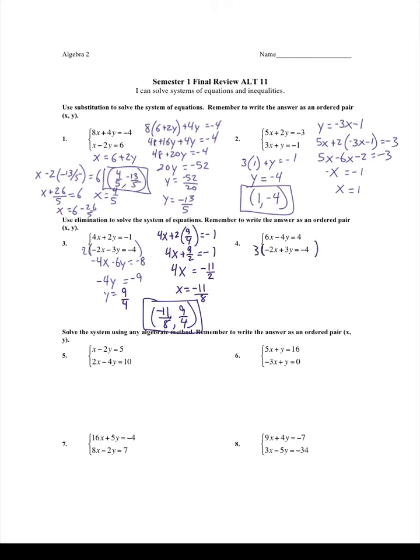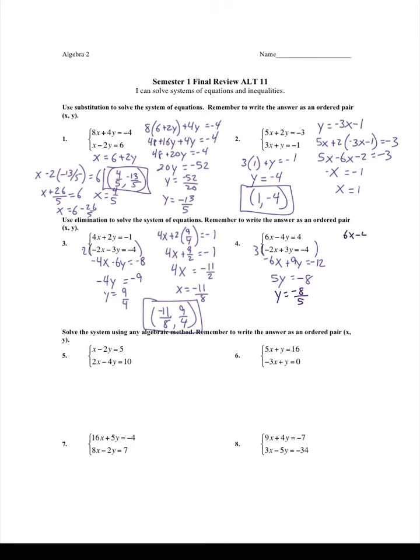Number 4, we're going to multiply everything by 3. Negative 6x plus 9y equals negative 12. The x's cancel. We're left with 5y equals negative 8. So y equals negative 8/5. Plug that back into either one of the original equations.